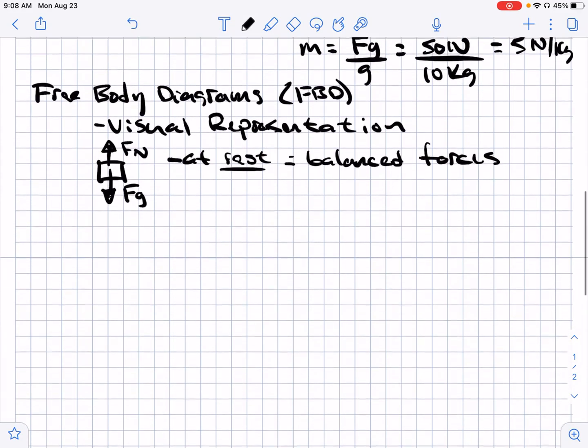One thing you need to note when you draw these free body diagrams is that the length of your arrow is important. The length of the arrow represents the magnitude, or the size, of the force. So if I drew this one with my FG down, and then I drew my normal force up longer, that is not balanced. That would indicate that the normal force is greater than the gravitational force, so it would not remain at rest. So the length of your arrows is important whenever you're drawing them.